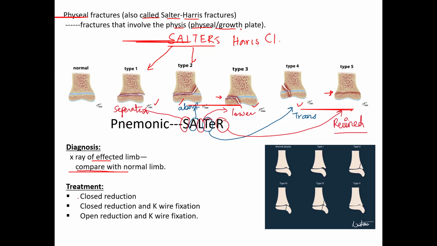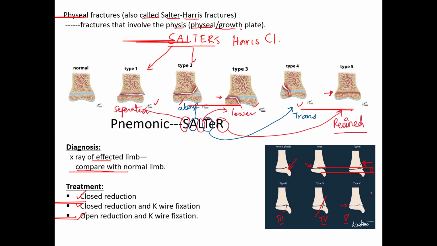The treatment is either closed reduction and K-wire fixation, or open reduction when you are not getting a closed reduction. So we'll do a small exercise here. This is a normal tibia. If you see, there is a little separation of the physis, so it is type 1 physeal injury. Here the fracture is coming out of the bone above the physeal line, so it is type 2. Here below, type 3. Then it is transphyseal, cutting the physis, type 4. And this is completely crushed, so it is type 5.